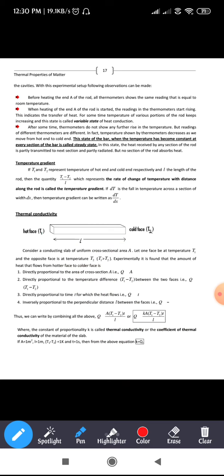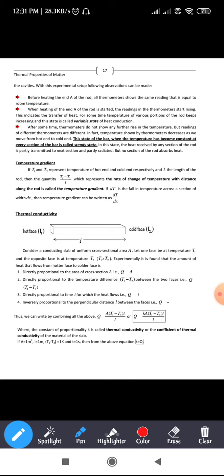So next, coming to thermal conductivity. This is an important topic. I have said already that from this chapter there will be one numerical, which is a very important numerical. That will be based upon this thermal conductivity topic itself, and even in your CET or NEET, there will be a compulsory question from this topic, thermal conductivity.